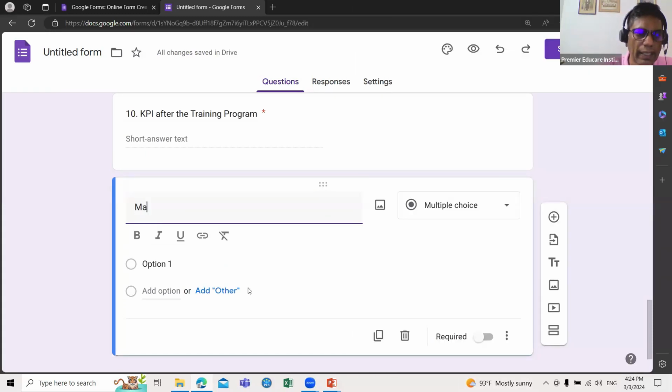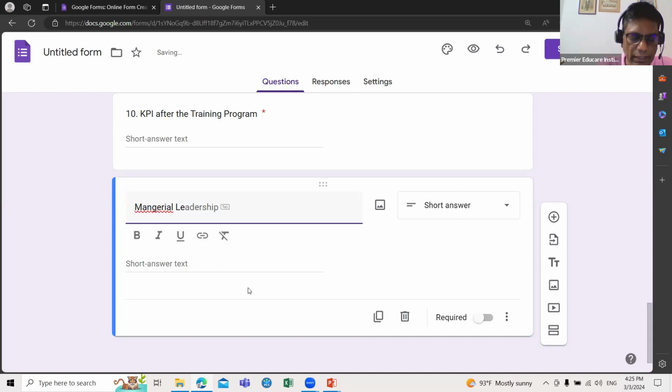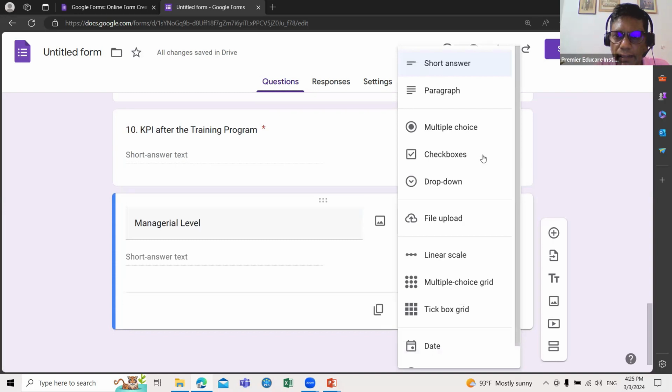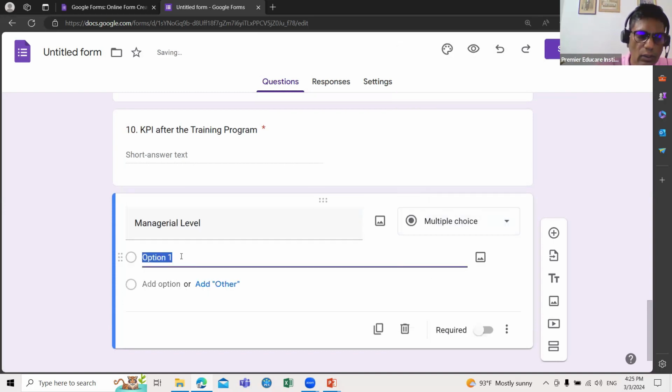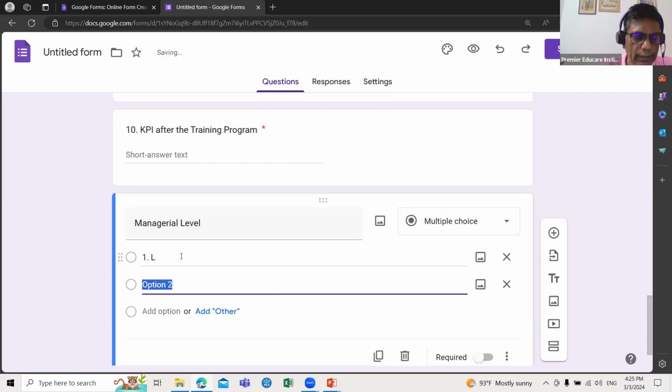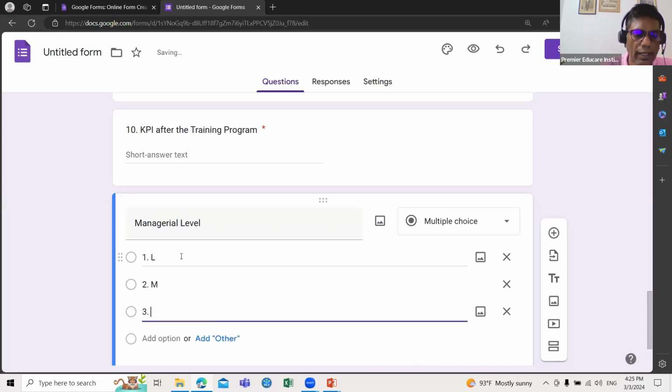Managerial level. Managerial level, right? Managerial level, we will see. I think there are 3: low, medium, high. So here you can see again multiple choice. Why? Because you can have only one level, right? Go to multiple choice, one low. You can write it one low, enter, two medium, enter, three high, right? So I will show you later. Here you can click only one option, right?